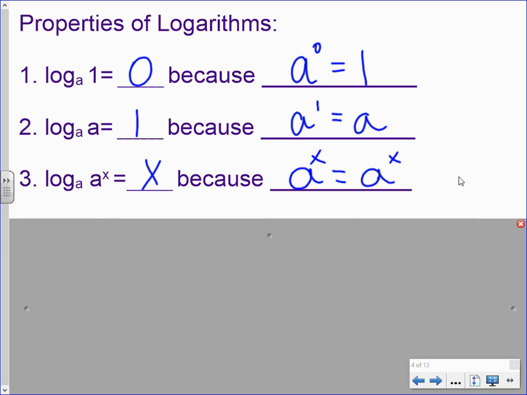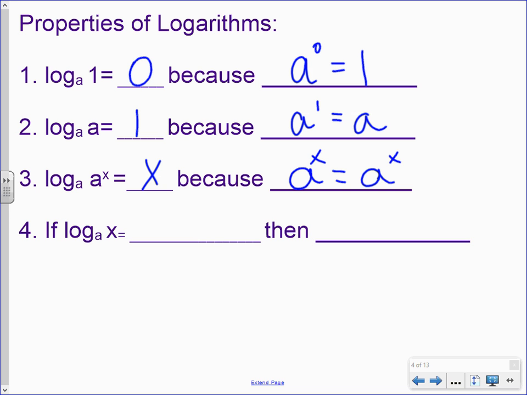All right, and our last property, this is what we call the one-to-one property. I'll go ahead and fill this in for you. If log base A of x equals log base A of y, which would be true? X equals y.